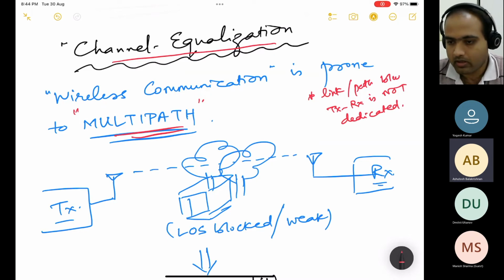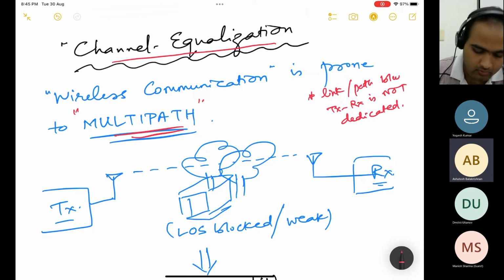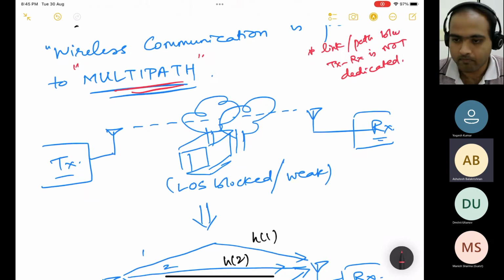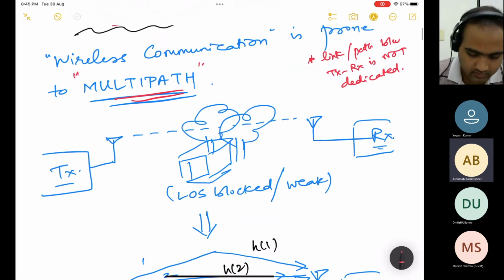Due to multipath, our transmit symbol which we are transmitting gets affected, and for that we need to perform something which is called equalization. So we'll see what it is.